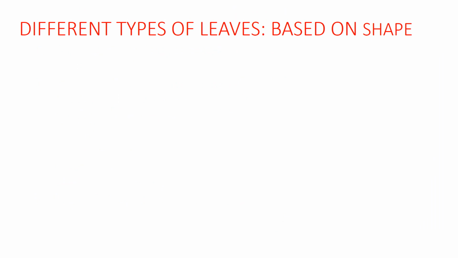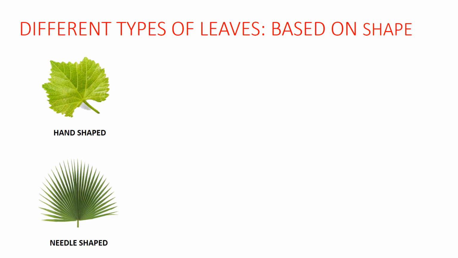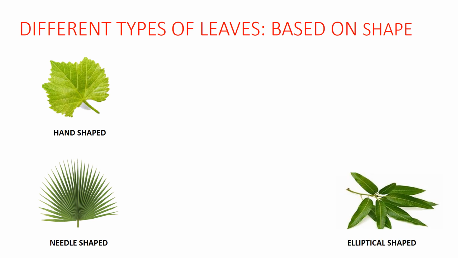Moving next, we will study different types of leaves based on shapes. There are a variety of leaves according to different shapes. Here I have discussed a few. Hand-shaped leaves are found mainly in the grapes plant. Needle-shaped leaves are found in the palm tree.